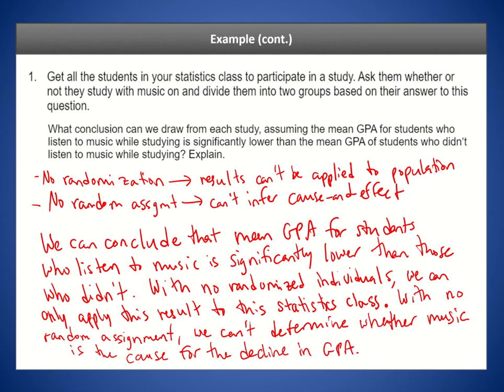Okay, so the default assumption was that the mean GPA is significantly lower for students who listen to music than those who didn't. So that's the default. We assumed that we collected that data from our class. And so that's what happens. But we can only apply these results to our class, right? That's what we found. We can only apply it to our class. And there might be reasons for that, right? Why they have lower GPA when they listen to music. Maybe there's other variables involved. Maybe the students are just not motivated without some kind of stimulus, right? There's a lot of things, right? So with no random assignment, we can't determine the root cause of this. That music is the cause, rather, because we need to include groups where we can control for those variables.